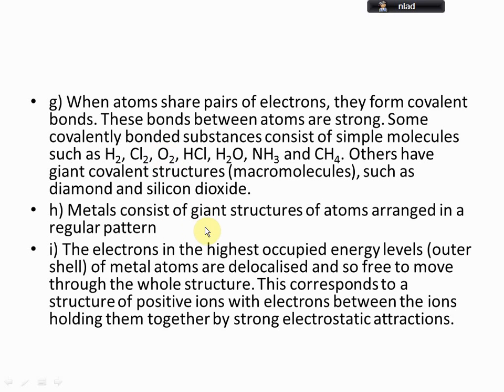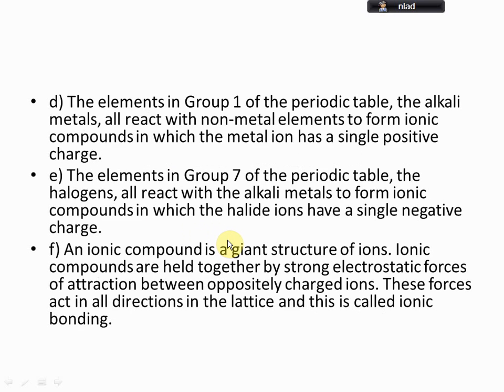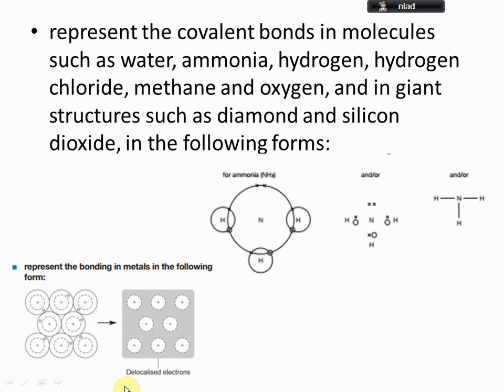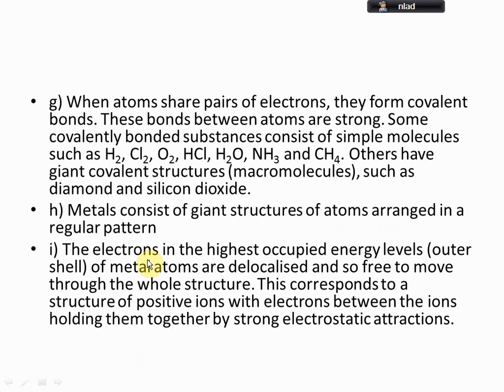Metals have a giant structure of atoms that are arranged in a regular pattern. So going back to this picture over here, that's the structure within a metal. The electrons in the highest occupied energy level, in other words, the outer shell of metals, are delocalized. So these are free to move through the whole structure of the metal. This corresponds to the structure of positive ions with electrons between the ions, holding them together by strong electrostatic forces. So these electrons around the outside are free to move. That's why metals make good conductors, because those electrons, when given energy, are free to move throughout the metal, and therefore can conduct electricity well.